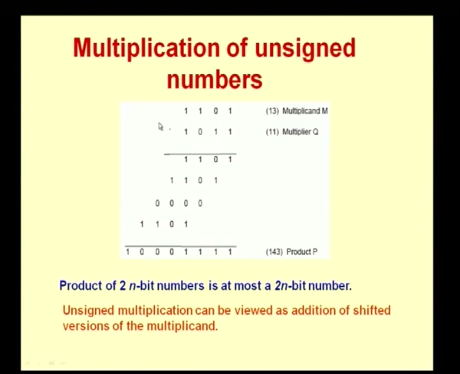Let us say I have 2 numbers, 1101 and 1011, that need to be multiplied. We all know that, right? We call this number the multiplicand, and this the multiplier. Now I take each bit of the multiplier and see whether it is a 1 or a 0, right?